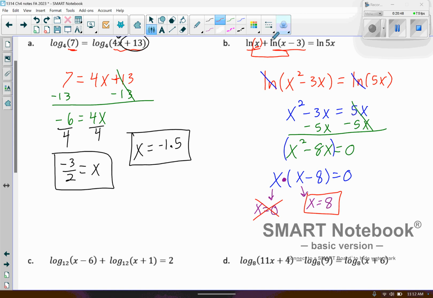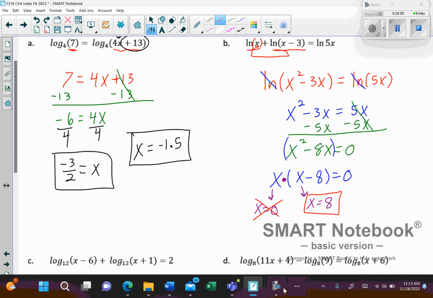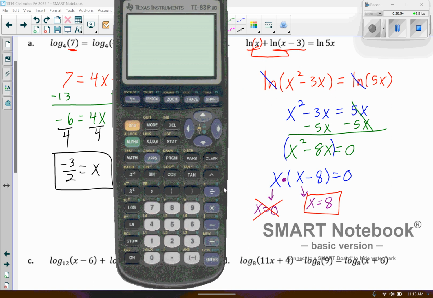And if you're unsure about that, you can even try to put it in the calculator and you'll see it's going to say error. So I'll just show you real quick. If you try to put in natural log of 0, it's going to come back and say domain error, because we're out of the domain right here.